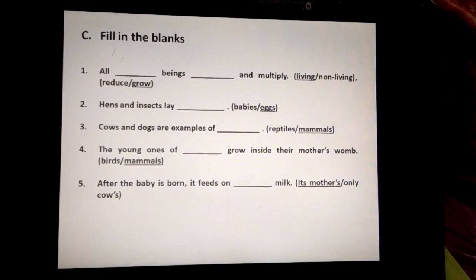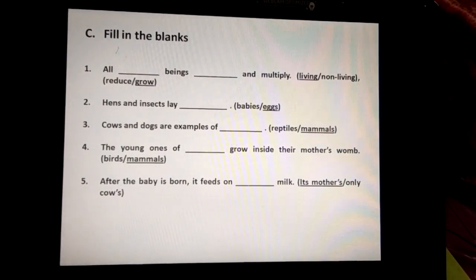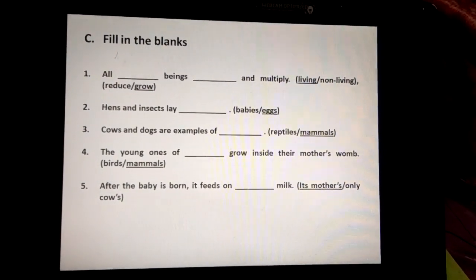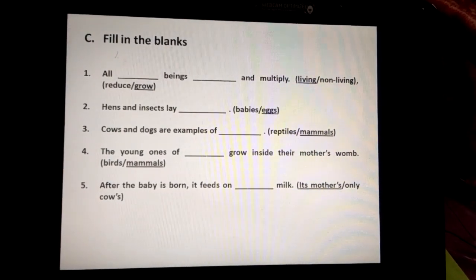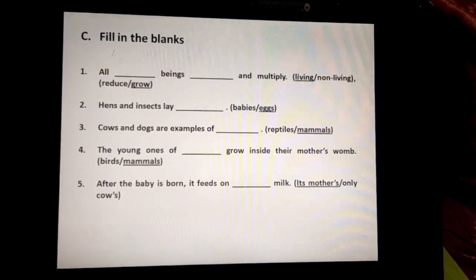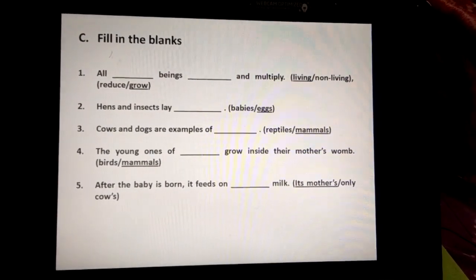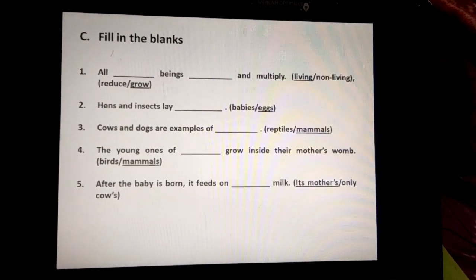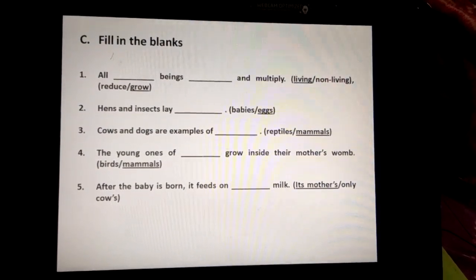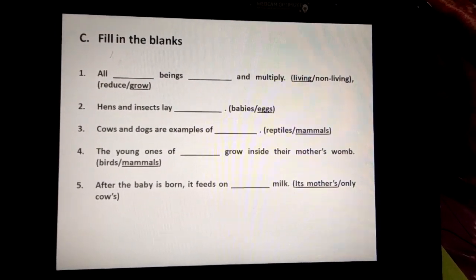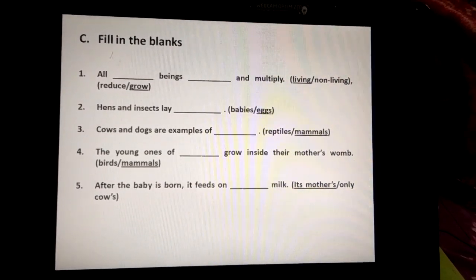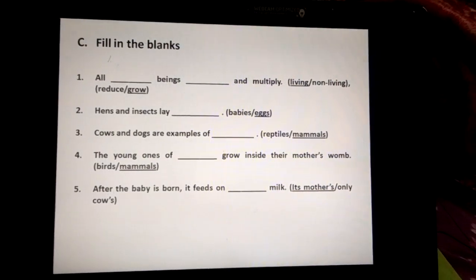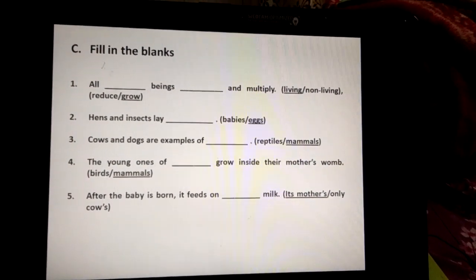Third, cows and dogs are examples of dash. Options are reptiles or mammals. The right option is mammals. Fourth, the young ones of dash grow inside their mother's womb? Birds or mammals? The right option is mammals. Fifth one is, after the baby is born, it feeds on dash milk. Options are its mother or only cows. The right option is its mother.